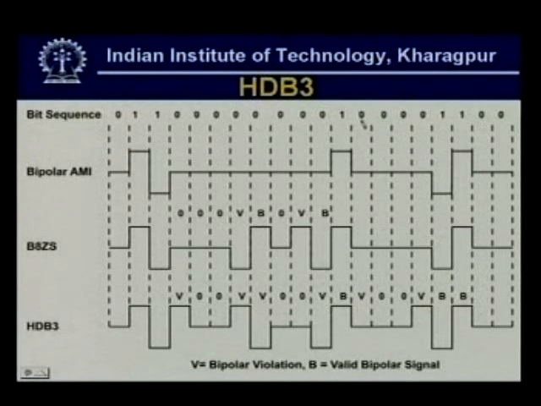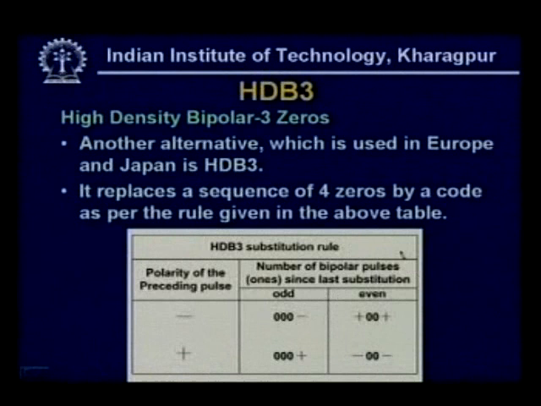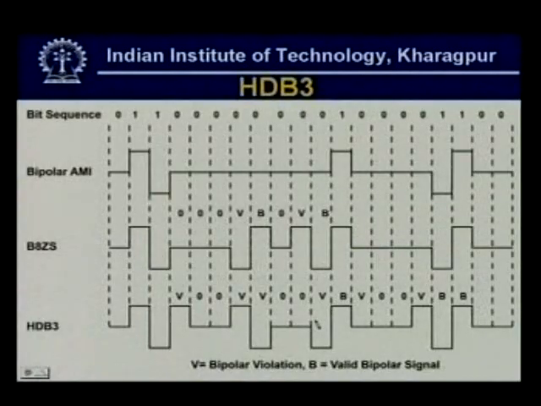Similarly, here again 0 0 0 0, there are 4 zeros. So far there are 1, 2 and 3 ones. So, the number of ones has occurred odd and the previous pulse is positive. So, in this particular case the rule followed is odd and it was positive. So, 0 0 0 positive. So, you see here it is 0 0 0 positive. So, here we get 0 0 0 0 positive.